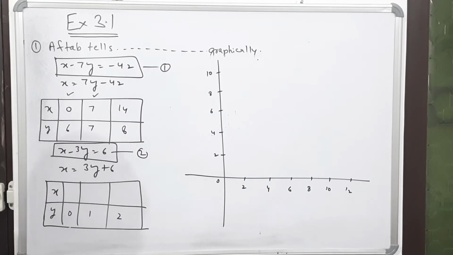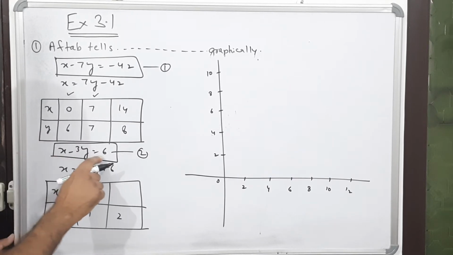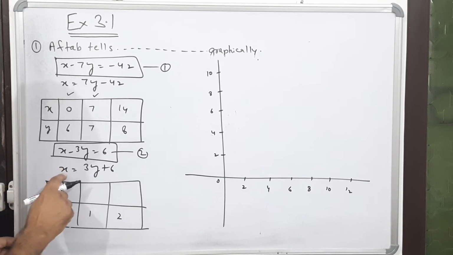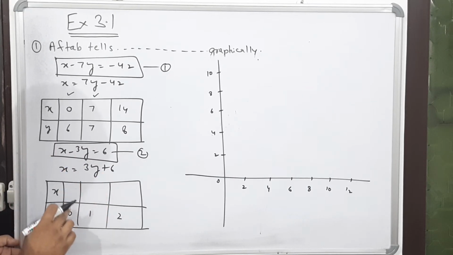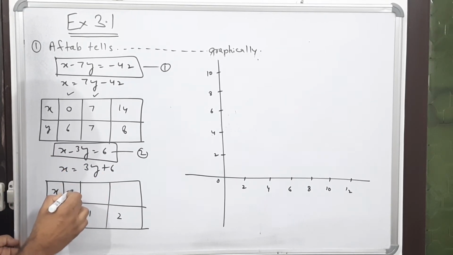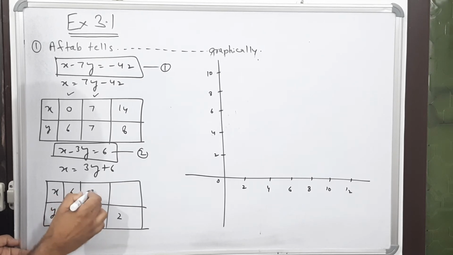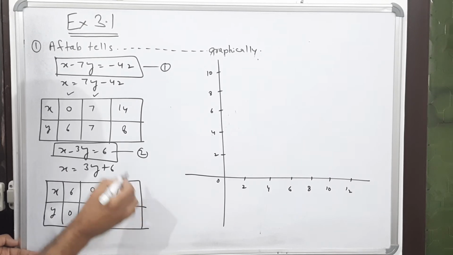See the second graph now. x minus 3y equals 6. So x equals 3y plus 6. Now when you put 0 here, the answer is 6. When you put 1 here, the answer is 9. When you put 2 here, the answer is 12.